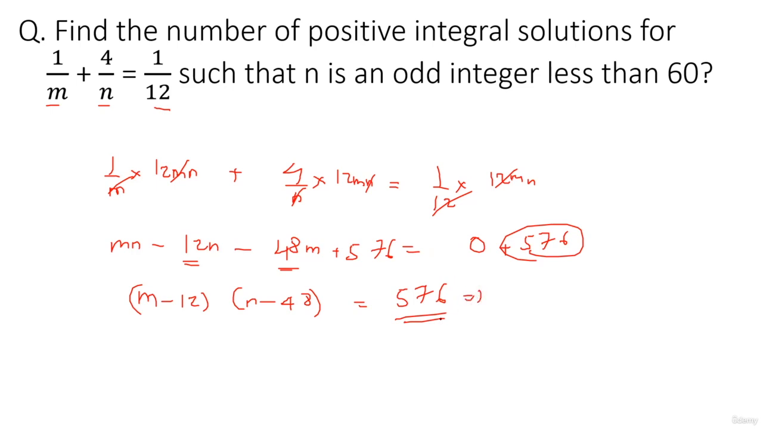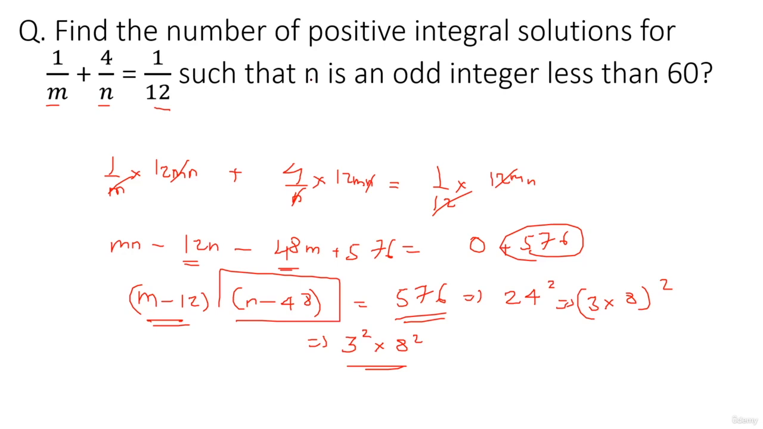Now guys, we need to factorize 576. If you know, 576 is 24 square. 24 is nothing but 3 8s. So basically 576 is nothing but 3 square into 8 square, and I stop here. Okay, now my question does not talk about m, so I do not focus on m right now. My target is n right now.